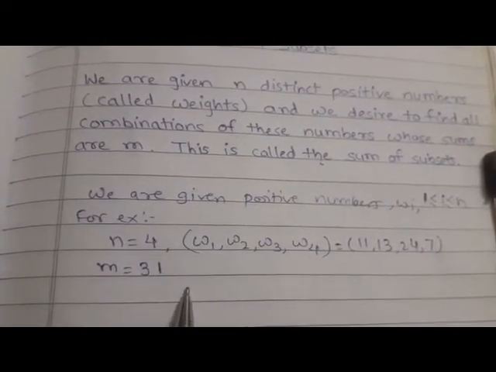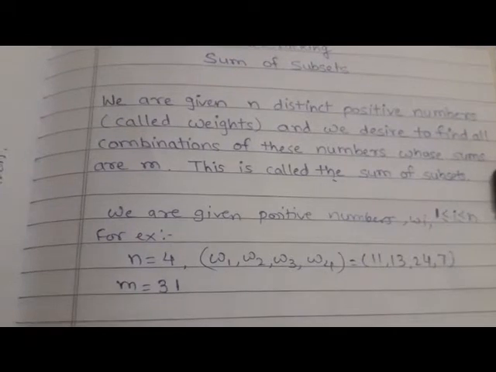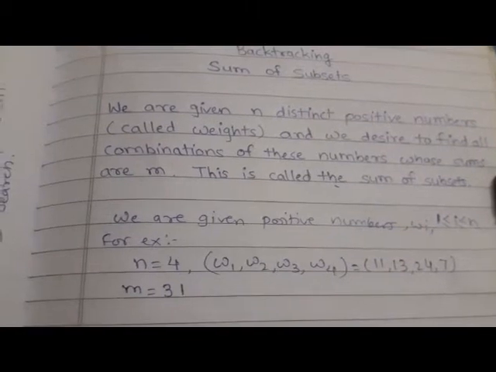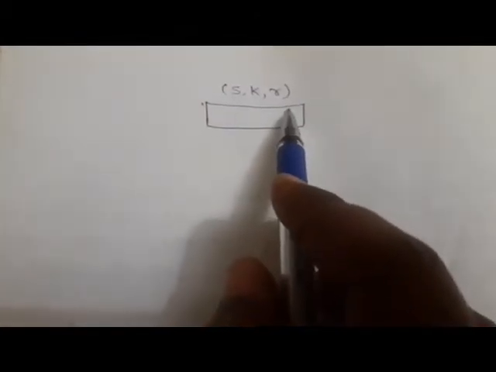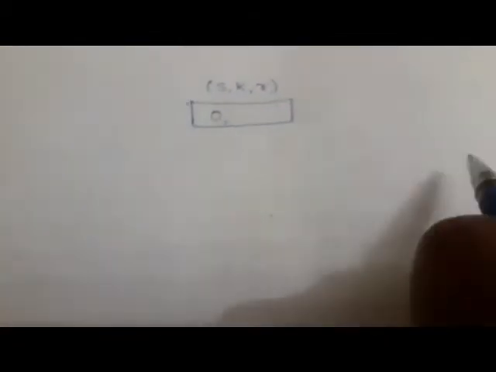Now to solve this according to the sum of subsets algorithm, we will take the values of S, K and R. Here we have to find the value of S, K, R. Initially the value of S, the sum of subsets, is 0. The value of K initially is 1. And now what is the value of R?